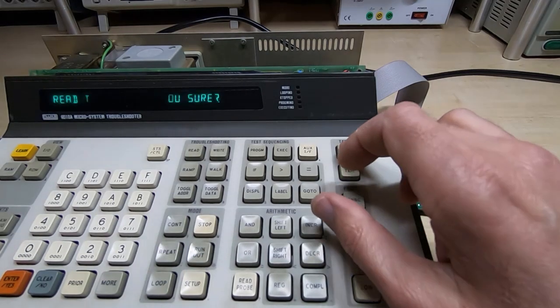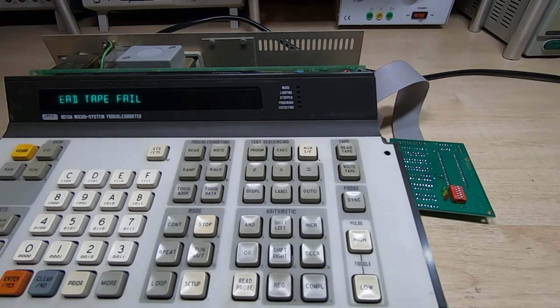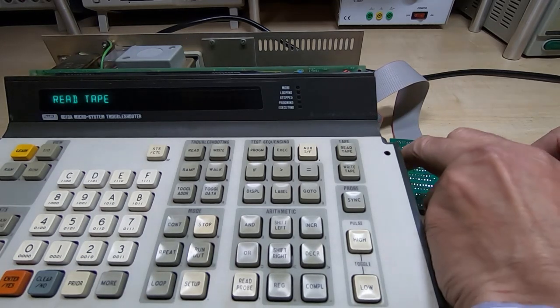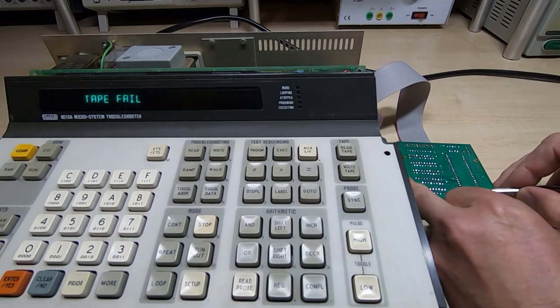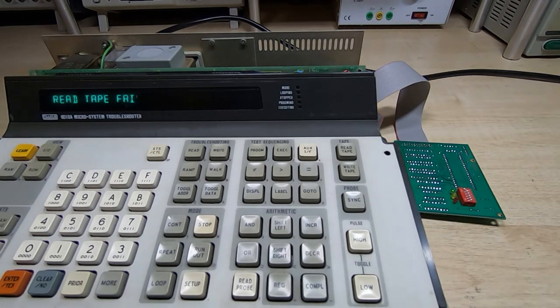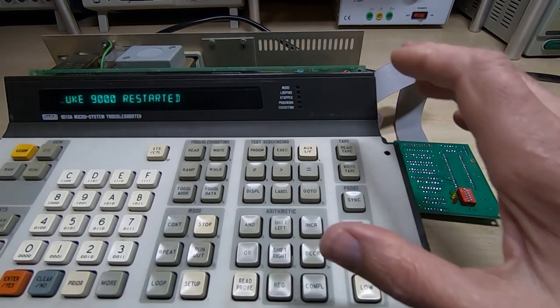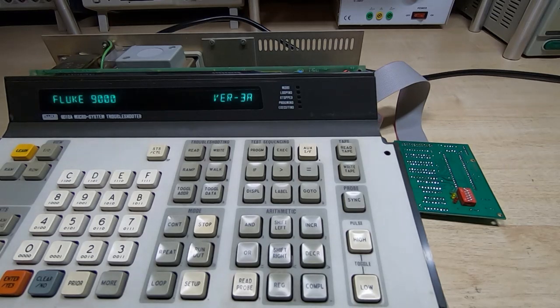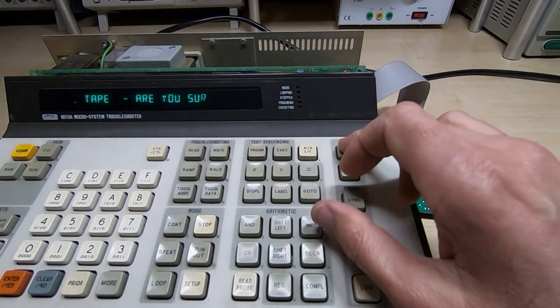So we'll try this again, and again it's come up with a fail. So I'll try another bank that again has about 10k of programs, and this time it's caused the Fluke to reboot itself. So we'll try that again.